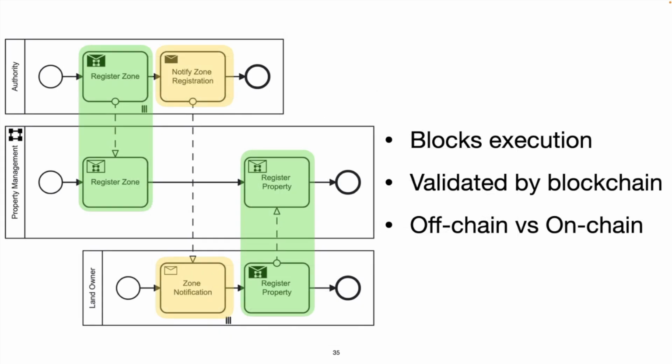In this case, the authority registered their zone through the blockchain this time. And after registering the zone, off-chain they communicate with the landowner, informing them that the zone was registered, and then they can register their land on-chain. In this case, the transactions are valid. The green boxes are validated on-chain and use the features of the blockchain, while the yellow elements are happening off-chain. It could be any type of communication.